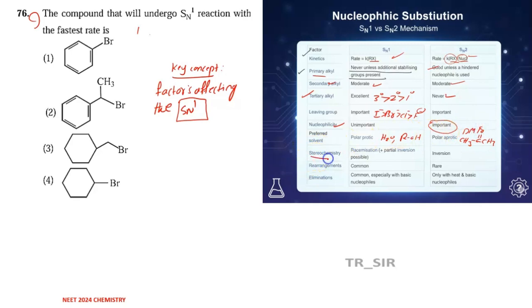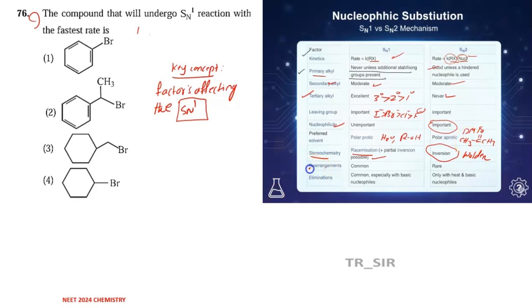Stereochemistry: in SN1, racemization takes place, partial inversion and partial retention, 50% retention and 50% inversion, because the carbocation is sp2 hybridized. So we have the option to attack on either side, above the plane or below the plane. That is the reason we get partial inversion and partial retention. In SN2, only one direction, backside attack, takes place, giving complete inversion, also called Walden inversion.